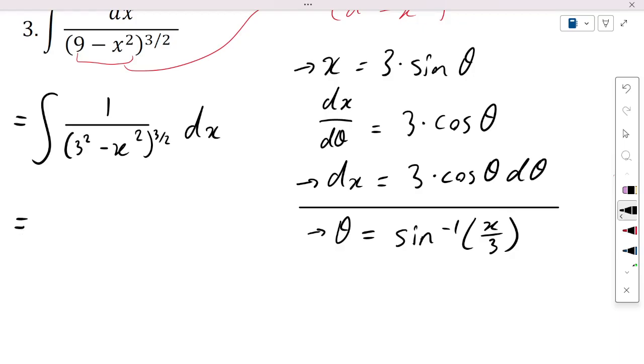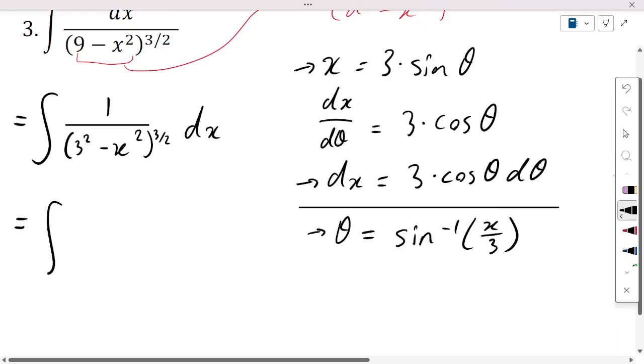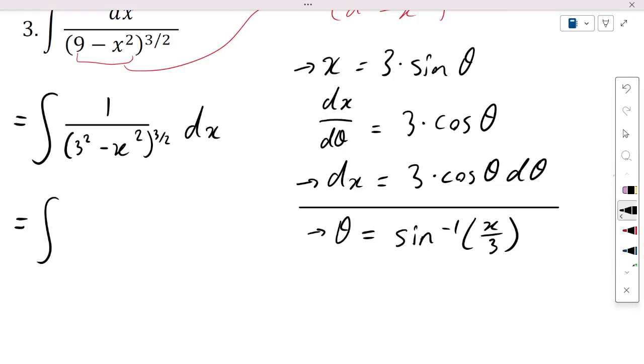So this is equal to the integral. That's a little bit too big of an integral. There we go. We are replacing dx now. dx is equal to 3 multiplied by cosine theta d theta. So we're going to put the 3 cosine theta on top.